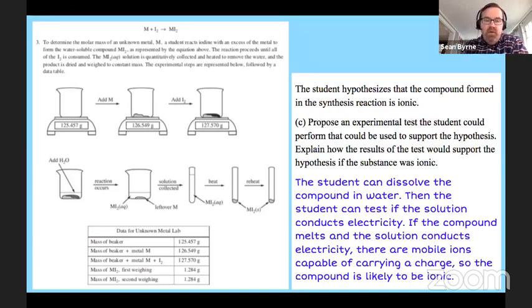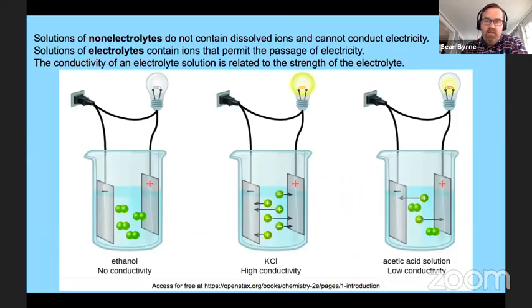I'm sure many of you have done experiments like this in class where you have tested the conductivity of a solution in order to determine if it is, we typically use the word electrolyte. I just grabbed this graphic to remind you that we can have some solutions that will dissolve in water. Ethanol would be a great example. Ethanol will dissolve in water, but because there are no ions created, it will not conduct electricity, right?